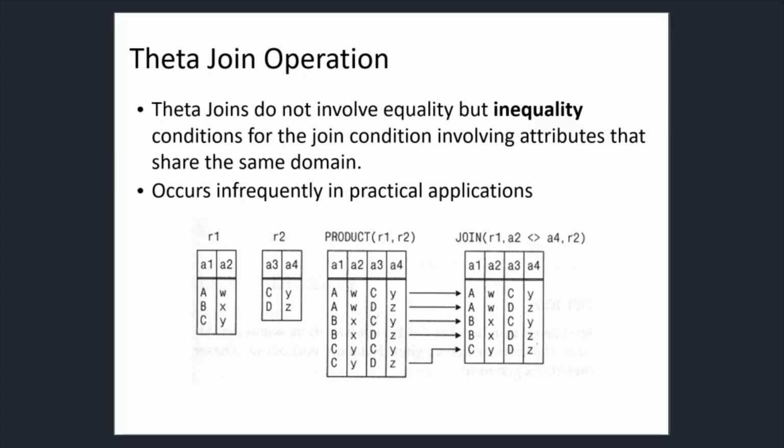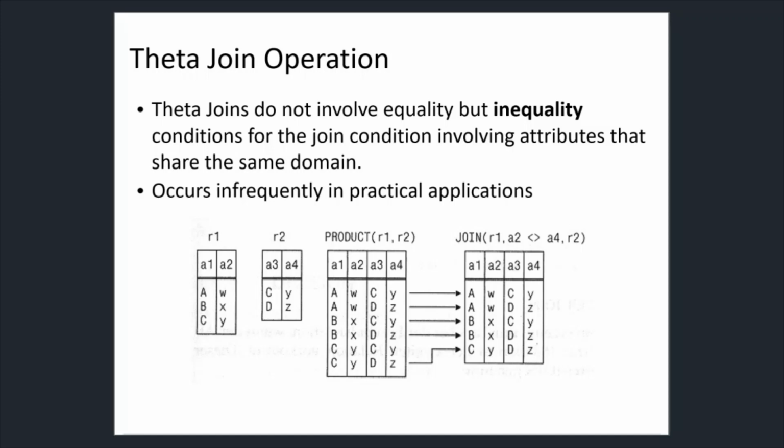The last of the inner joins is the theta join. Theta joins do not involve equality, but inequality, and they occur less often in practical situations. So you'll probably use natural joins much more often than you will a theta join.